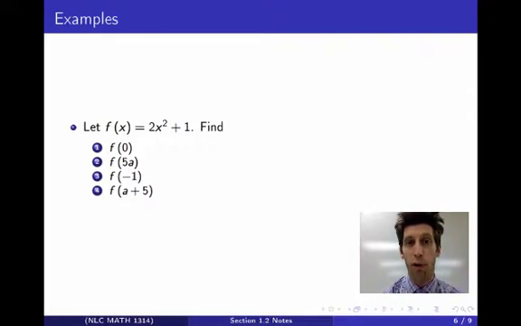So in this case we have a function f. This function is a relation like any other. It's a rule that assigns an input to exactly one output, but this rule is being assigned via an equation as opposed to a set of ordered pairs, an arrow diagram, etc. This particular function takes an input x, and the output that it assigns to that input x is 2x squared plus 1. So in this case we want to find f of 0, f of 5a, where a is just some variable, f of minus 1, and finally f of the quantity a plus 5.